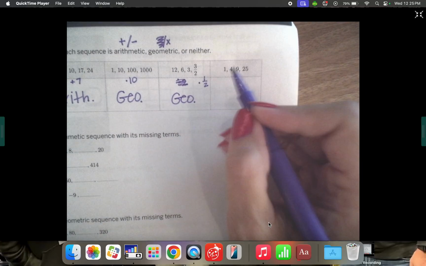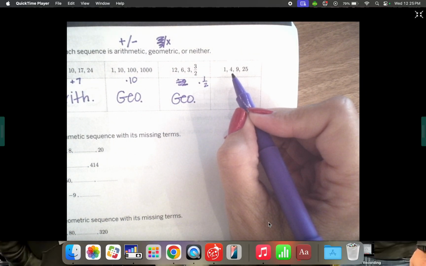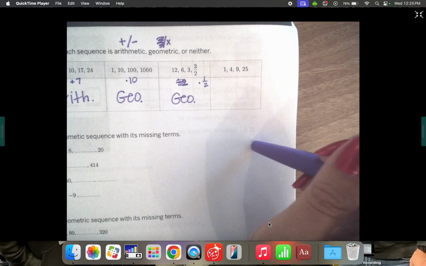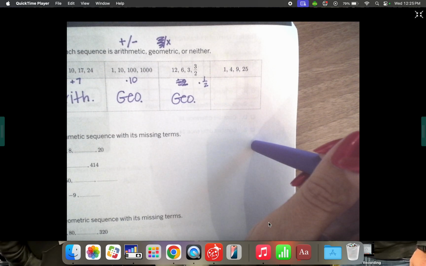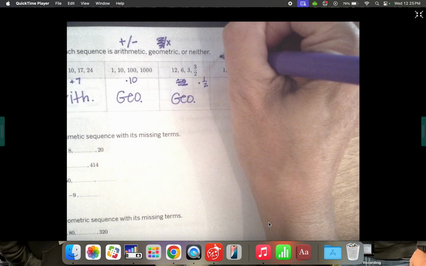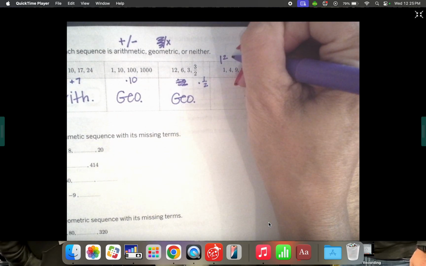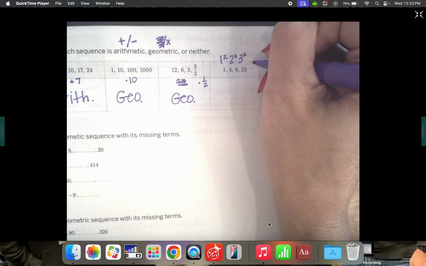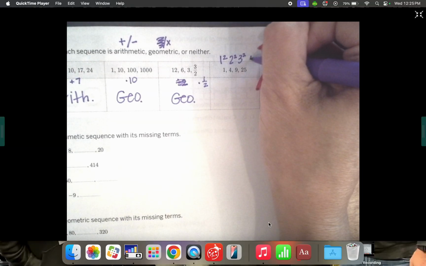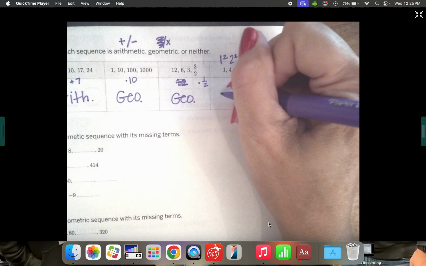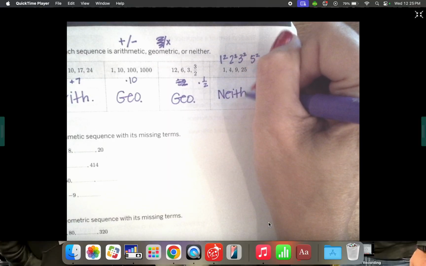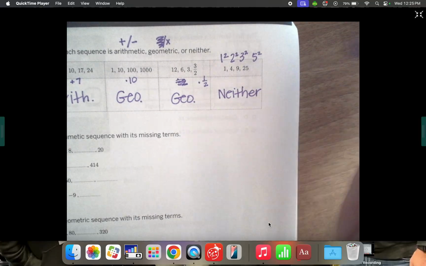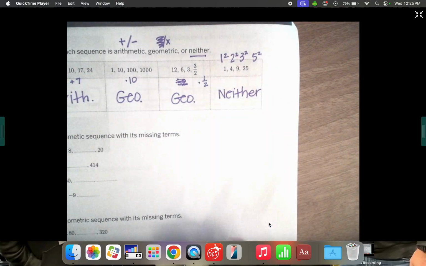All right. 1 to 4 to 9 to 25. Do you know what I think this is? I think it's like 1 squared is 1, 2 squared is 4, 3 squared is 9, but then it jumps to 5 squared. I'm going to say this one, I cannot find a pattern. This one is neither. If you guys find a pattern, tell me, but I'm not off the top of my head seeing one, and one of our choices is neither, so we're going to put neither.